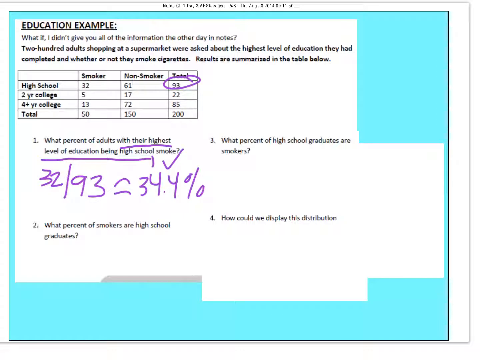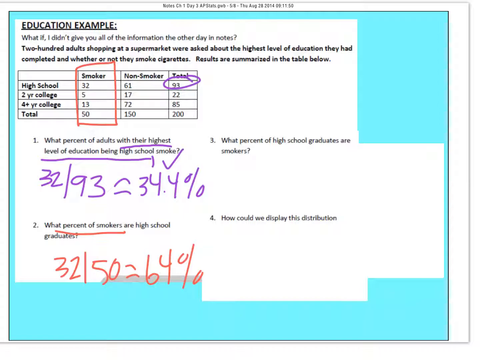Okay, question 2. What percent of smokers are high school graduates? Here they want the percent of just the smokers. So I stop and I say I'm looking at all the smokers. Of those, how many are high school graduates? We have 32 out of 50, which is going to give us about 64%.